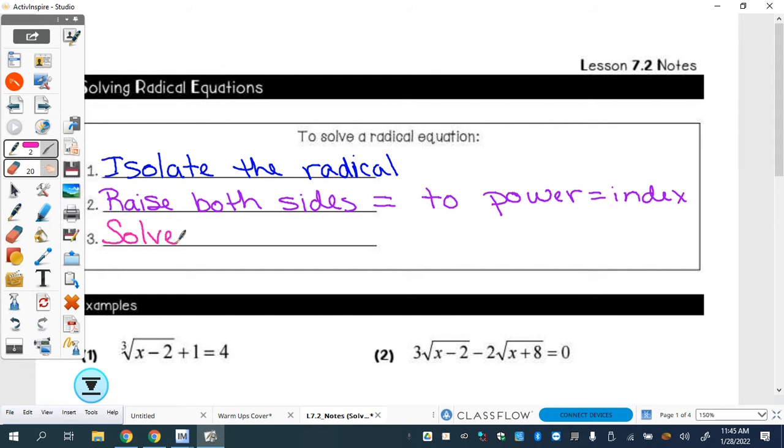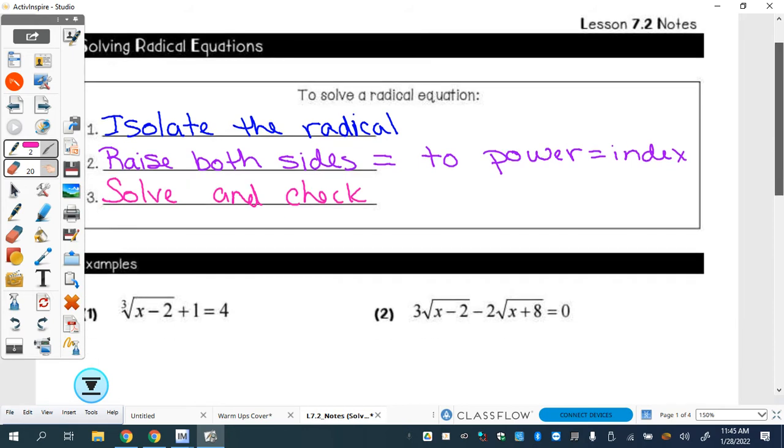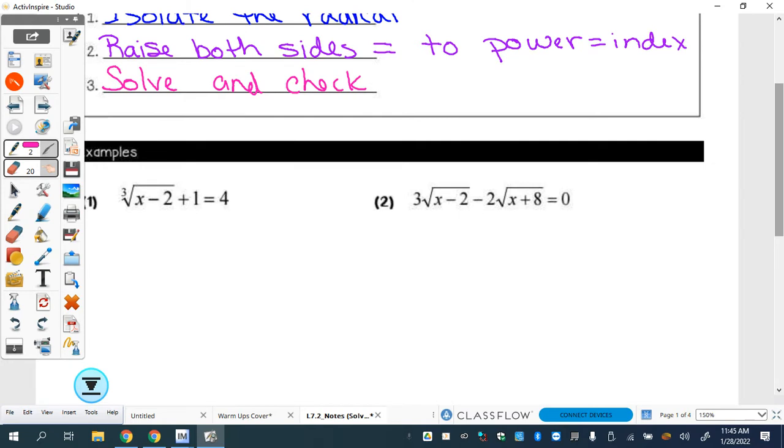And then we're going to solve and check. So you get the radical on its own, raise it to the power equal to the index, and then solve and check. So let's take a look at our first example.